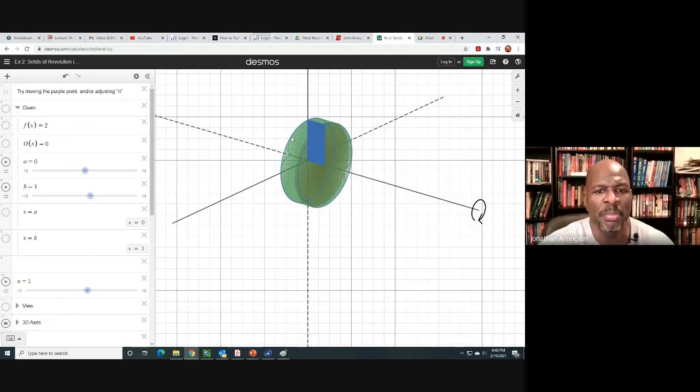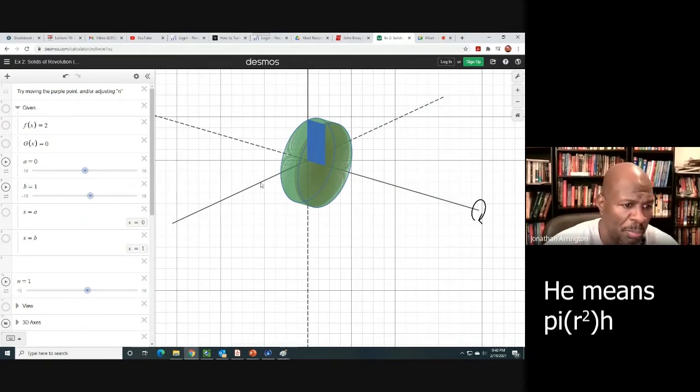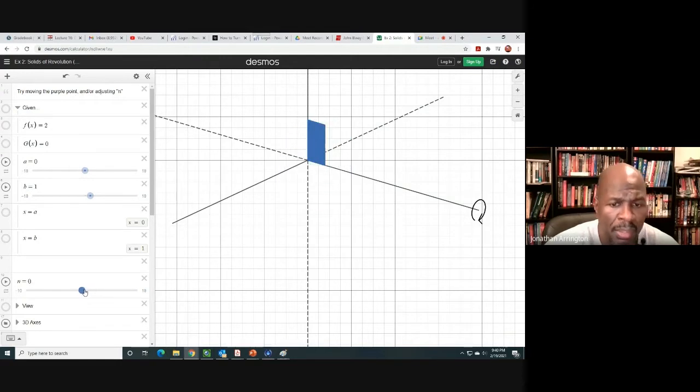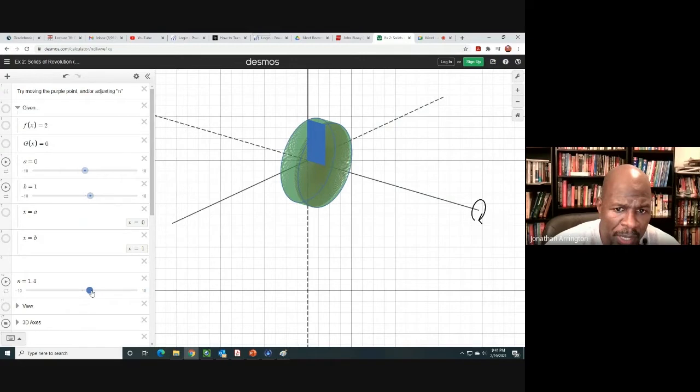So the volume of a cylinder is pi r squared h. Let me turn this into a rectangle real quick. So the question is, what is r? Now, again, this is created by the function, right? In this case, I'm just using the function f of x equals 2 just to show a particular cylinder. But the radius, so this is the radius in dark blue, is actually the value of the function at a particular point.